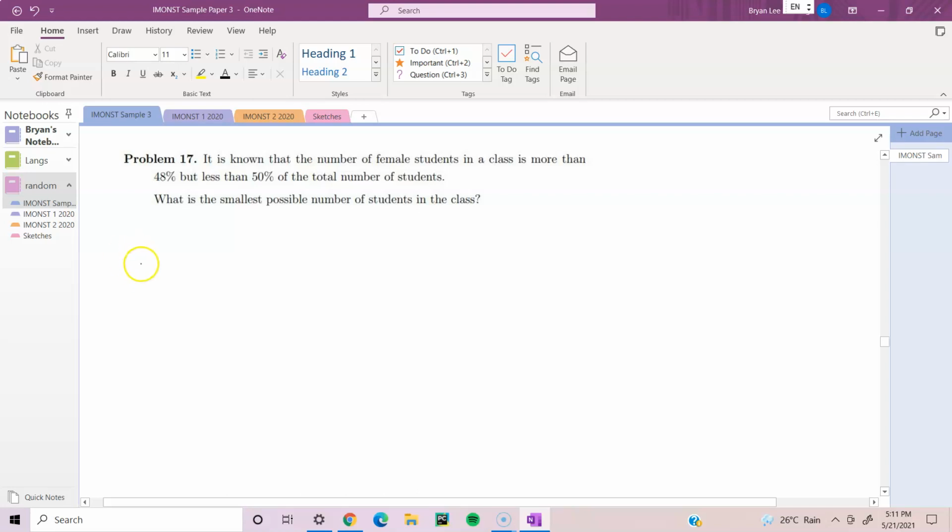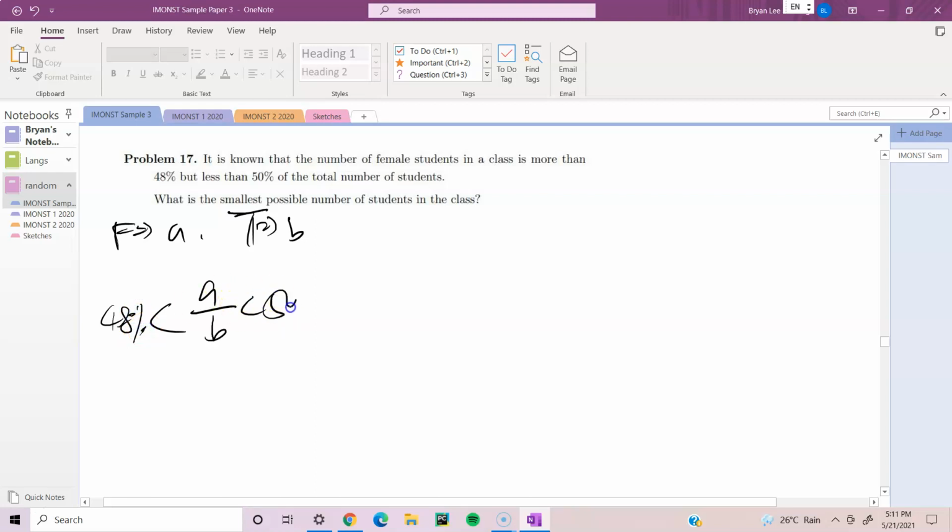So let us let the number of female students be A, and the total number of students, represented by T, be B. So A over B is more than 48% but less than 50%, right? So we will have 48 over 100, A over B, and then 1 over 2, right? So we can just turn this into 12 over 25.